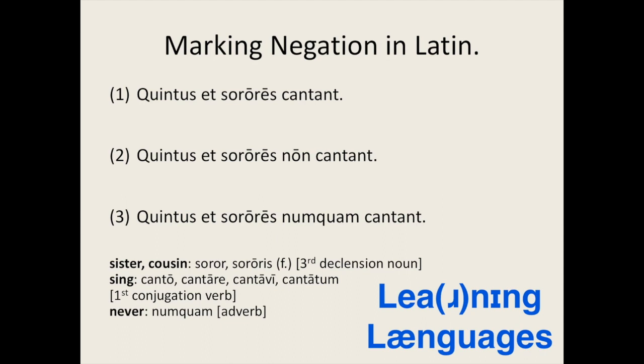Here are three Latin sentences. 1. Quintus et sorores cantant. 2. Quintus et sorores non cantant. 3. Quintus et sorores nunquam cantant. Notice that each of the sentences differ by one word. Which of these sentences are in the affirmative and which are negative sentences? As well as considering this, pause the video and have a go at translating these sentences.